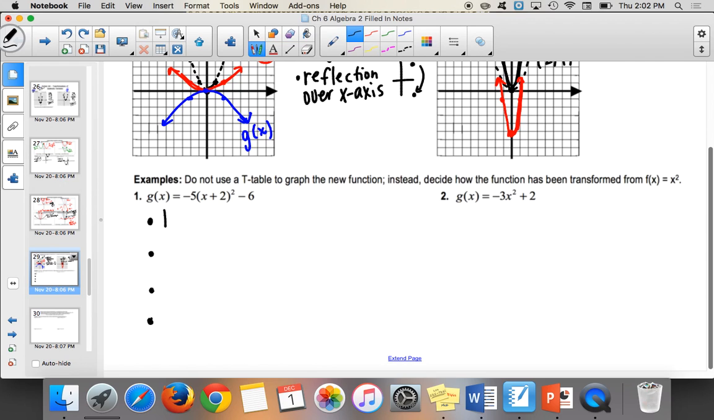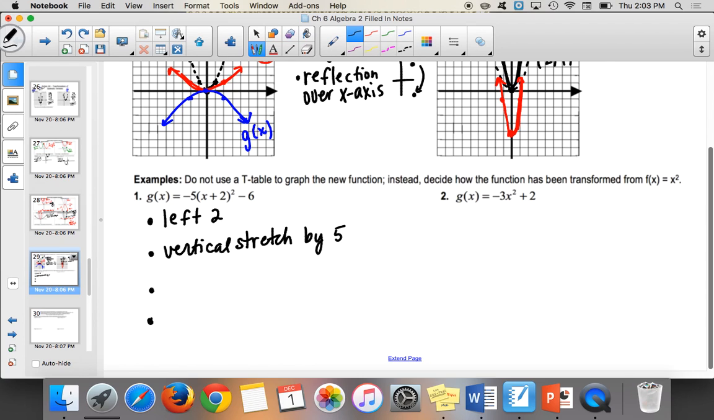Yep, it moves left 2. The 5 out front. 5 times a bunch of stuff. And it's on the outside, so it affects which value? Y value. 5 times y. What's happening when I do 5 times the y values? Vertical stretch by 5. You're multiplying your y values by 5.